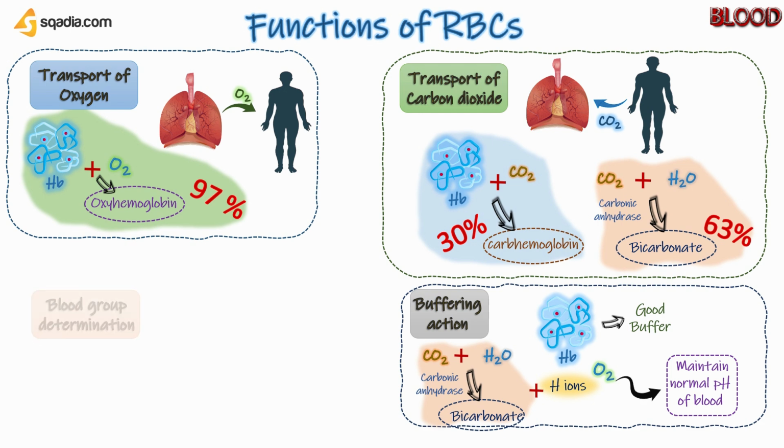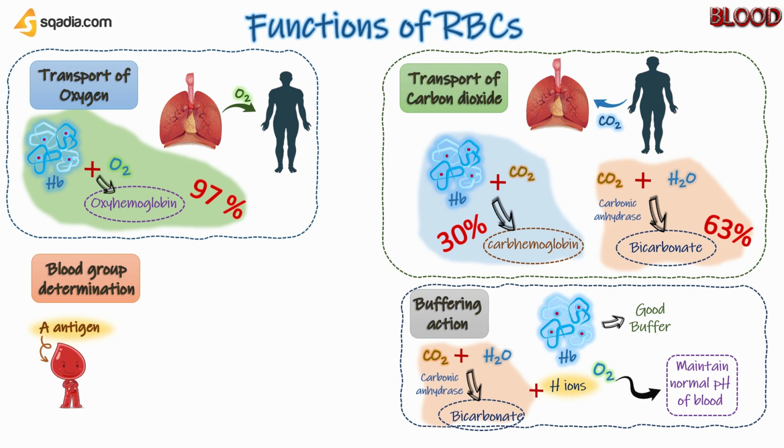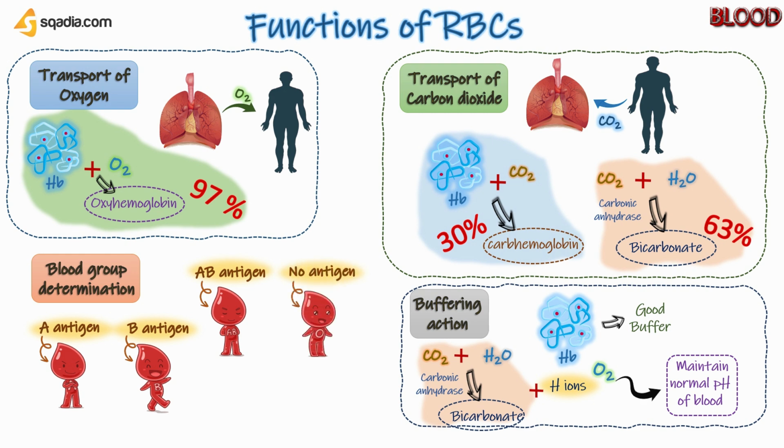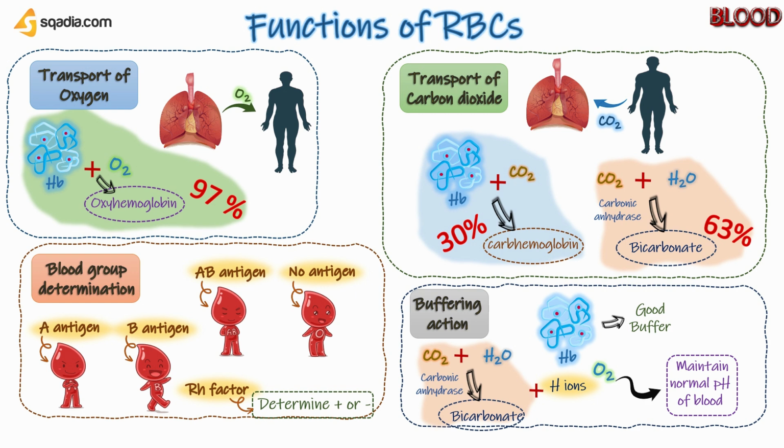RBC also play a role in blood group determination. As RBC carry the blood group antigens like A antigen, its presence is responsible for blood group type A. B antigen, responsible for type B. Presence of both antigens determines blood group type AB, while absence of these antigens determines type O, and Rh factor is responsible for positive or negative blood groups. This helps in determination of blood group and enables us to prevent reactions due to incompatible blood transfusion.